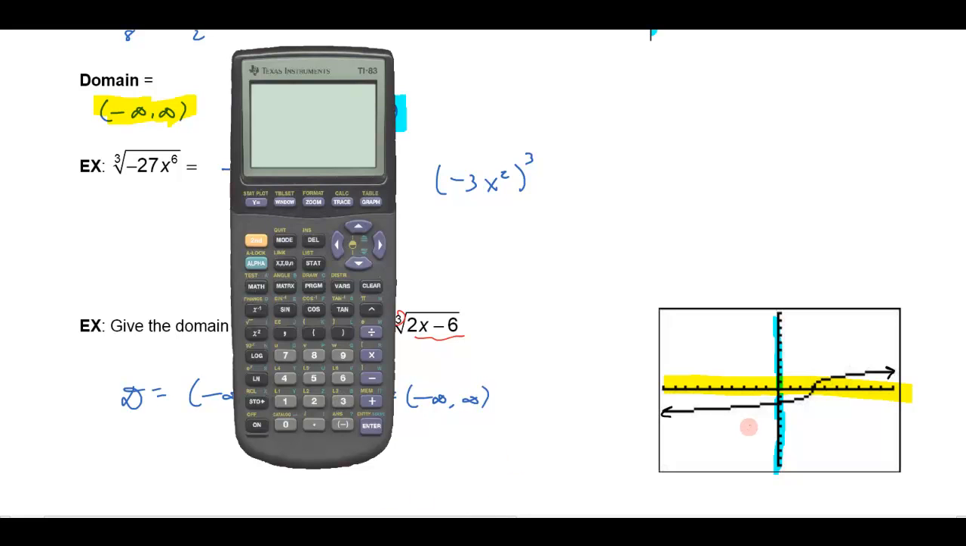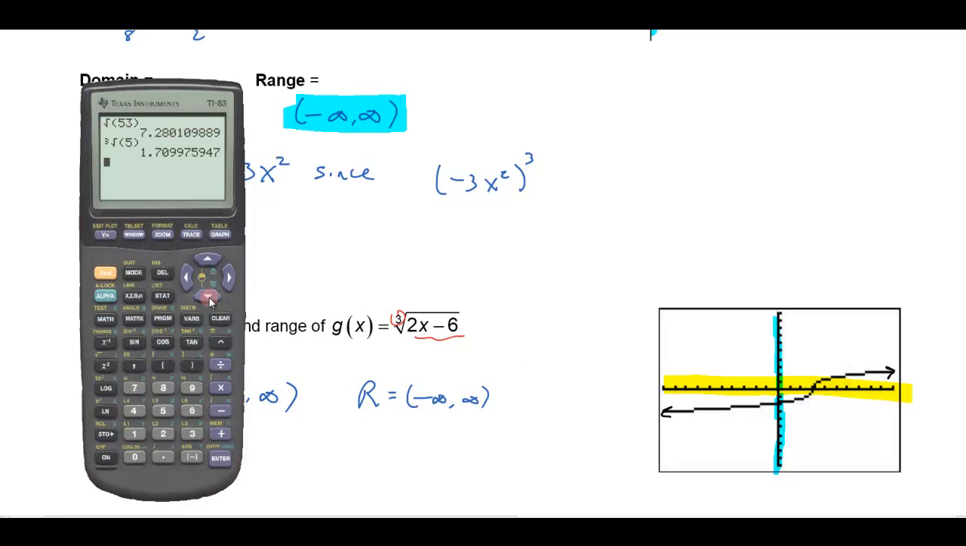Let me just take a minute and show you that on my calculator. If I were to graph this, let's go to the math menu, and let's put in the cube root. Oops, I need to get to my y equals here. So let's go to the math menu and we'll find the cube root of 2x minus 6. All right, and let me just graph it on my standard window here so you see the graph that we have on our page. So it looks like that.